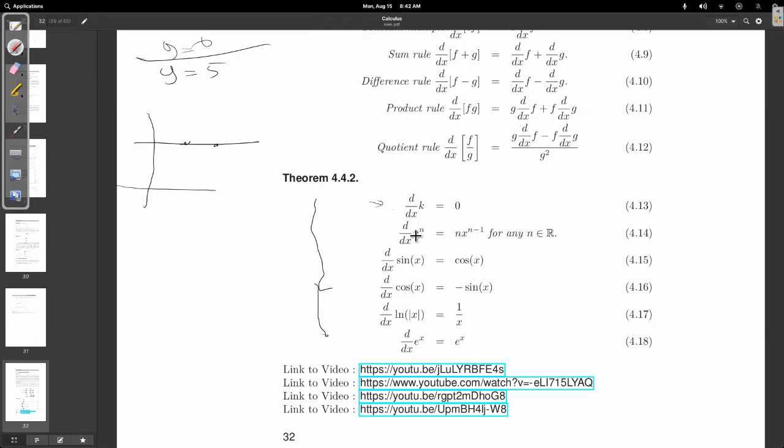For x to the n, the derivative is given by this formula. We showed that for x. And the derivative of sin x is cos x, of cos x is the negative of sin x, of ln x is 1 over x, and the exponential is itself. The derivative of the exponential function doesn't change.